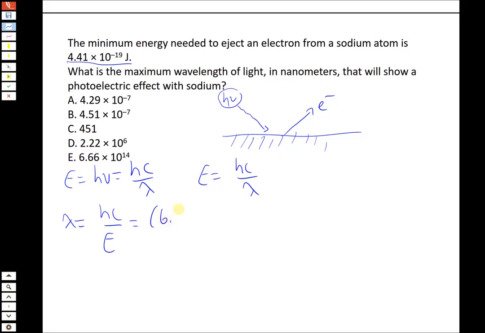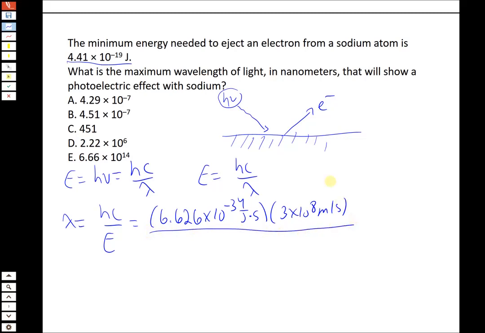So h and c are constants found on your periodic table, so you don't have to memorize them. h, Planck's constant, is 6.626 times 10 to the minus 34 joule seconds. c is 3 times 10 to the 8th, the same constant we just used. And then we're going to divide that by the given photon energy that we're going to correlate with the wavelength we're solving for, 4.41 times 10 to the minus 19 joules. So if you'll give me a second to calculate, I will be right back with the answer.